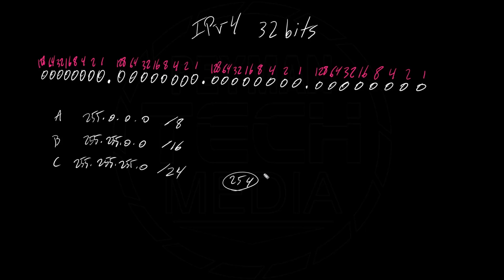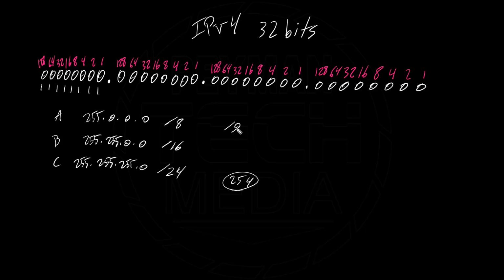But if we quickly go over, we already know for class A it is 8, and this 8 means we have 1, 2, 3, 4, 5, 6, 7, 8 bits already turned on, going from left to right. These are the network bits. If we add the decimal values, 128 plus 64 plus 32 plus 16 plus 8 plus 4 plus 2 plus 1, that's 255.